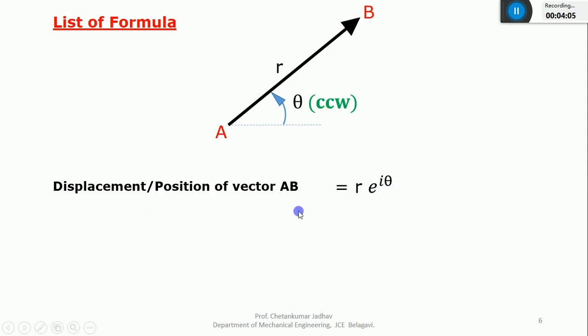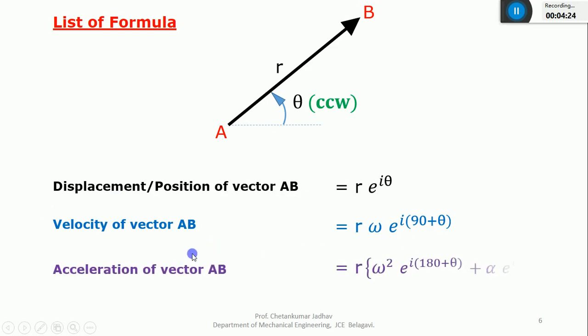When you differentiate this displacement, you will get the velocity vector of AB. So when you differentiate this equation, you will get r into omega e raised to i (90 plus theta), where omega is the angular velocity, d theta by dt. For this also there is a separate derivation. You can go through it later.